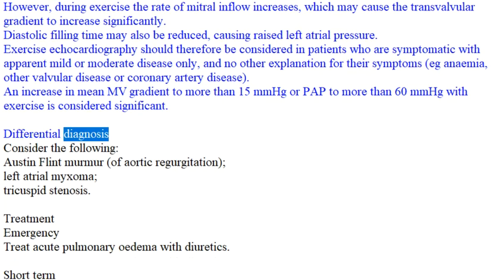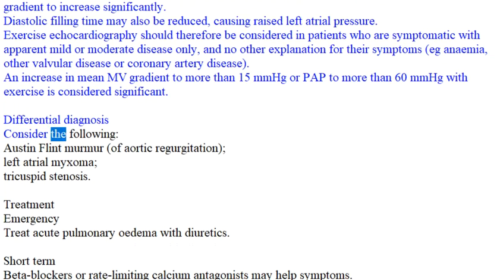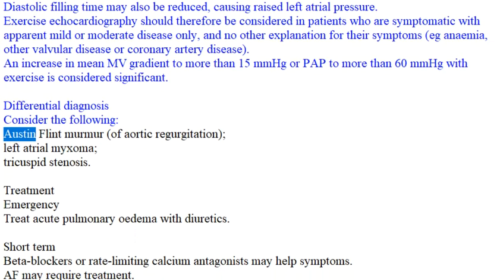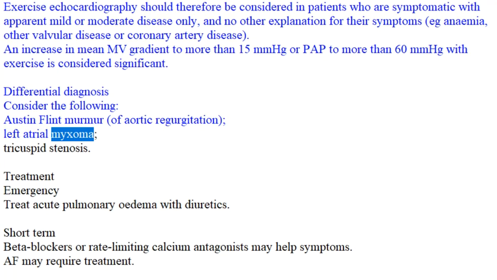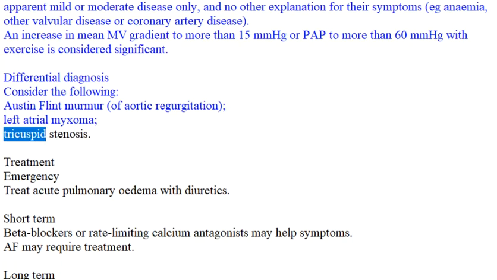Differential diagnosis. Consider the following. Austin Flint murmur, of aortic regurgitation. Left atrial myxoma. Tricuspid stenosis.